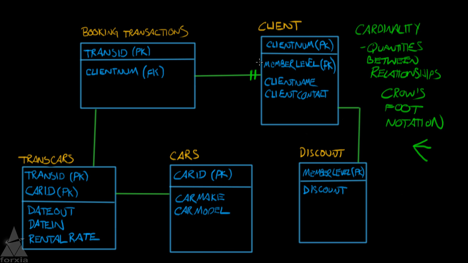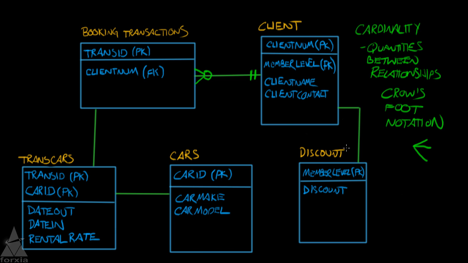As well as looking the other way, clients: if we have a client in the client entity table, does it need to be on a booking transaction? Well, we could have a client that's not on any order. So that's zero. Now, we can also have clients that come in regularly to the store and rent cars. And so how many clients can we see on orders? How many is many? So we put in the crow's foot notation there.